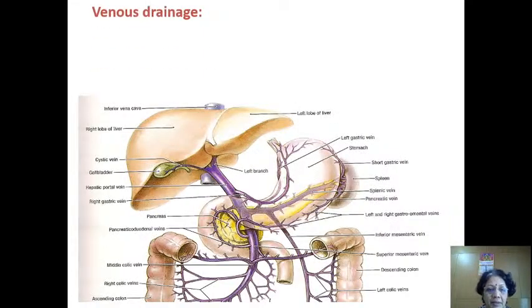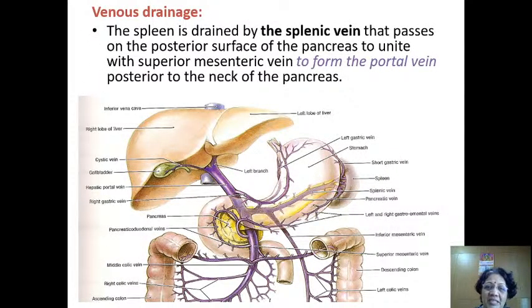Venous drainage: it is drained by the splenic vein, which passes on the posterior surface. So this is more accurate. The splenic vein doesn't go like that. It goes behind the pancreas. It's behind the stomach, behind the lesser sac, behind the spleen, behind the pancreas. It's exactly along the posterior body wall, right? And it comes and joins to form the portal vein posterior to the neck of the pancreas.